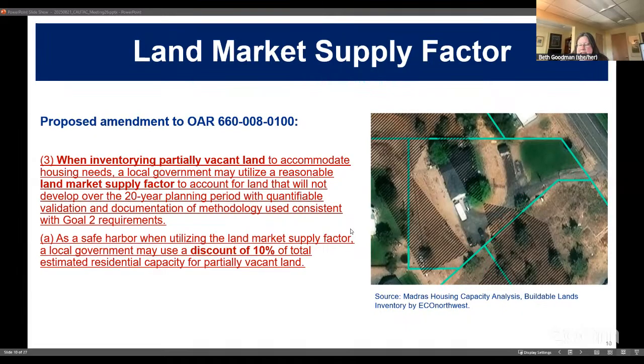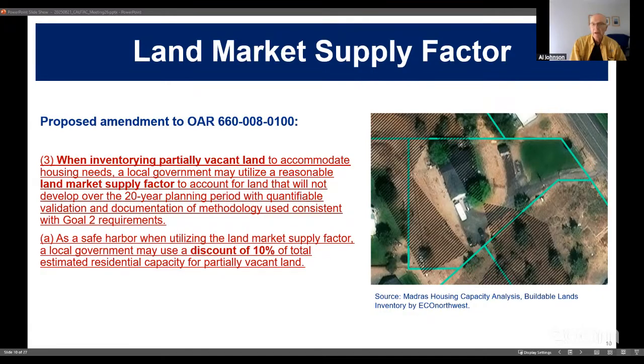Can I revise what I said because I misunderstood your question a little bit, Al? In a buildable lands inventory, if you said we've got 100 acres of partially vacant buildable land in such and such zone, what this is saying is you can use a land market supply to say, instead of assuming that 100 acres will build out, that 90% of that 100 acres, or 90 acres in that case, would build out. So it's a way to look at your buildable lands inventory and acknowledge less of that land is going to develop than one might assume because it's partially vacant.